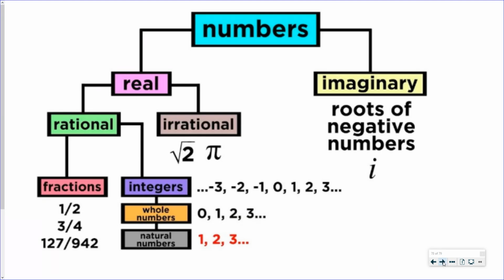This chart is useful in kind of seeing which number sets are subsets of other number sets. So the natural numbers, starting with just 1, 2, 3, are a subset of the whole numbers, which are a subset of the integers. The rational numbers are comprised of fractions and the integers. The reals are comprised of the rationals and the irrationals. And all numbers combined, these are really the complex numbers, are comprised of the reals and the imaginaries.